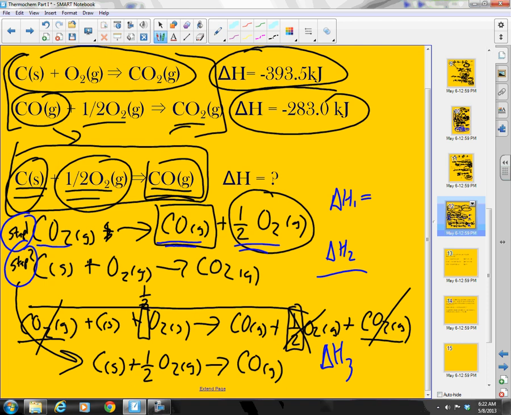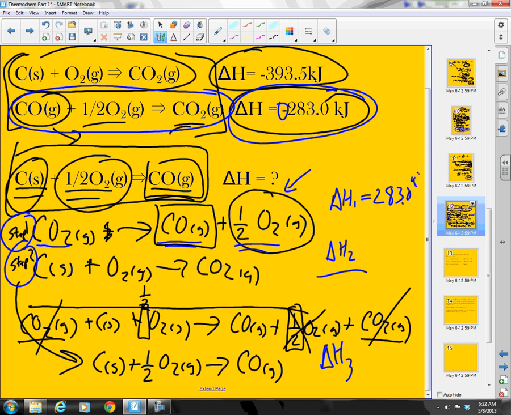Well, do I have that? Not exactly. I have CO gas plus 1/2 oxygen going to CO2. Well, this is the opposite, isn't it? So what do we have to do? Well, we're going to have to take delta H and change the sign. So my delta H here is 283.0 kilojoules. You guys see that subtlety?